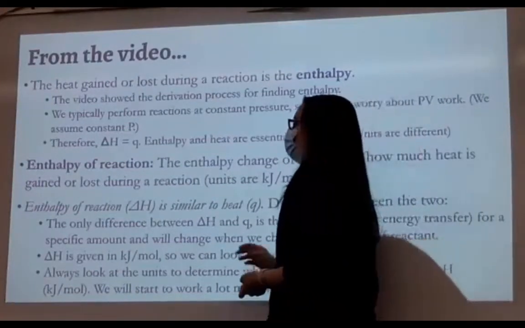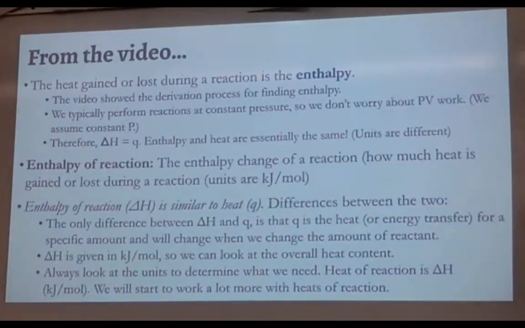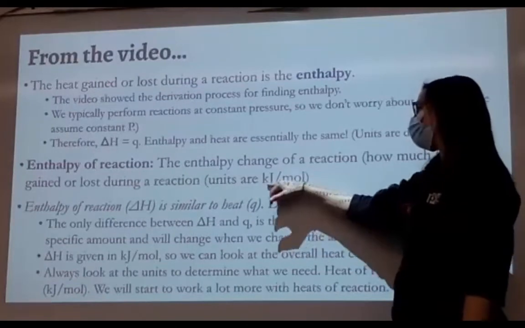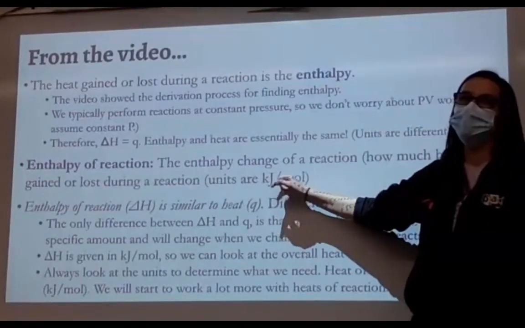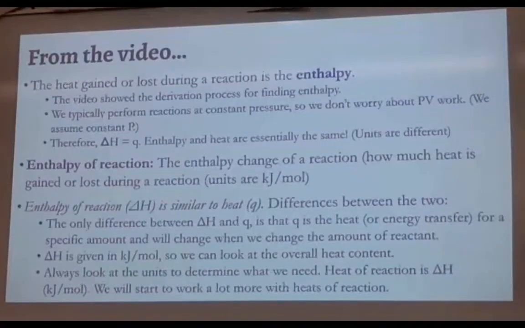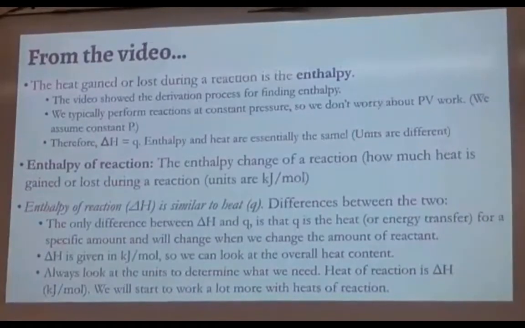So when we talk about enthalpy of reaction, that's delta H reaction. That is truly just calculating the enthalpy of a given reaction. So it's, again, how much heat is gained or lost. Here's where it becomes a little bit different from Q. Q is just joules, or maybe kilojoules. Delta H is always joules per mole or kilojoules per mole. So we're looking at per mole of something. That's where the difference comes in.